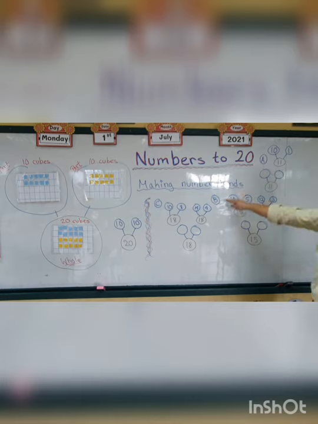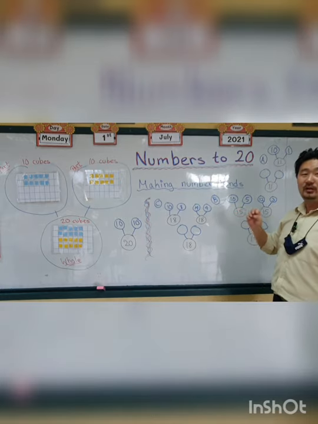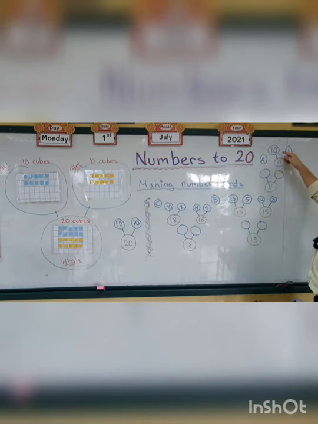I've done A, B, and C, some examples. So A, what makes 11? 10 and 1 makes 11. Part 1, 10, part 2, 1. And they make the whole 11. Okay, so basically 10 plus 1 equals 11.